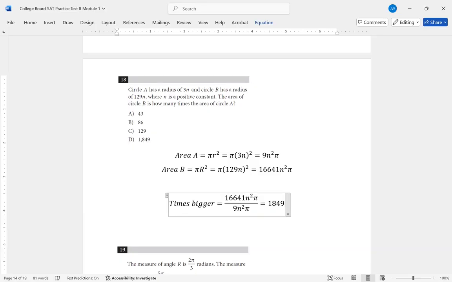So the area of B is 1,849 times bigger than the area of circle A. So that means that the correct answer is D, 1849. Thinking of area here. So D is the correct answer to question 18, 1,849. Option D.